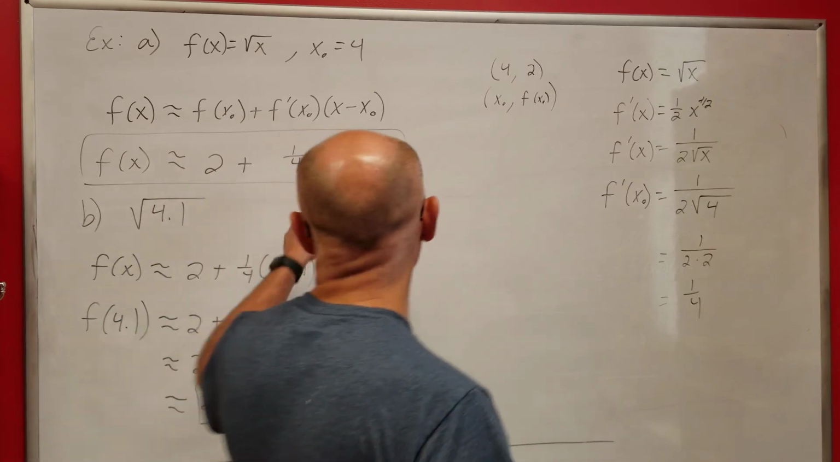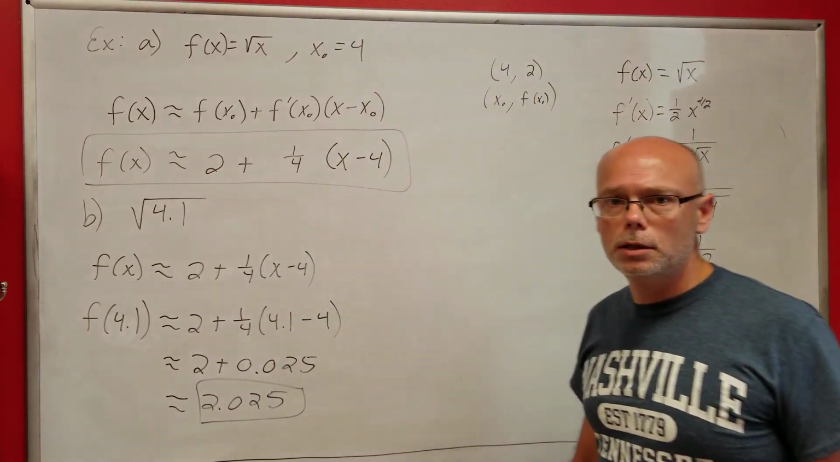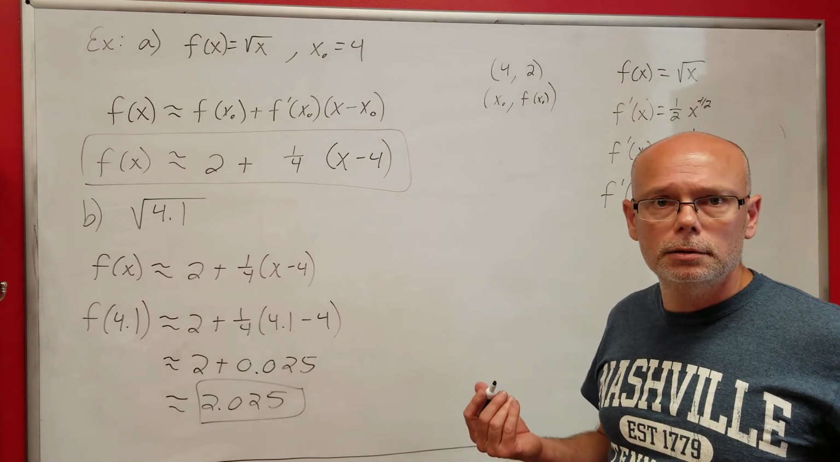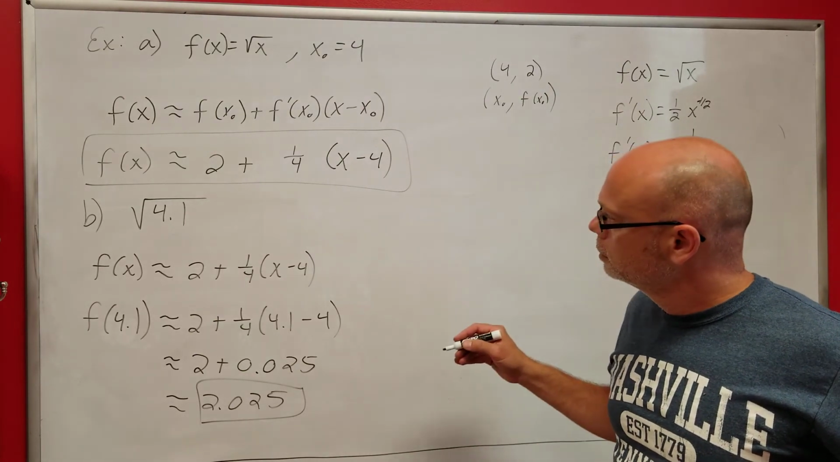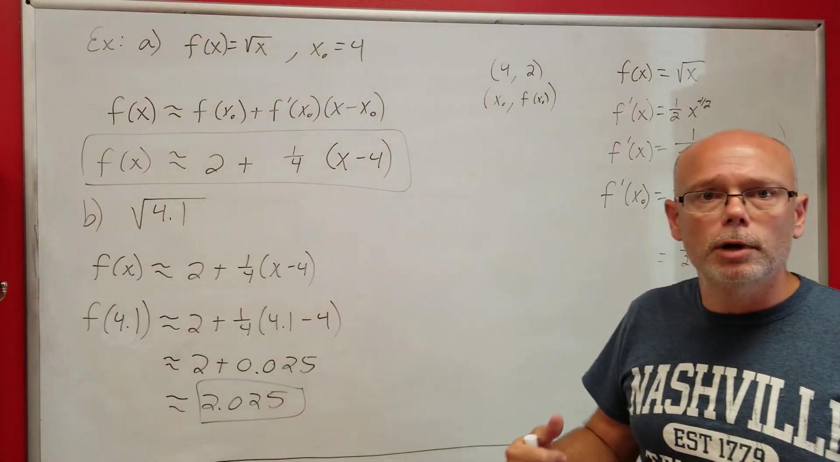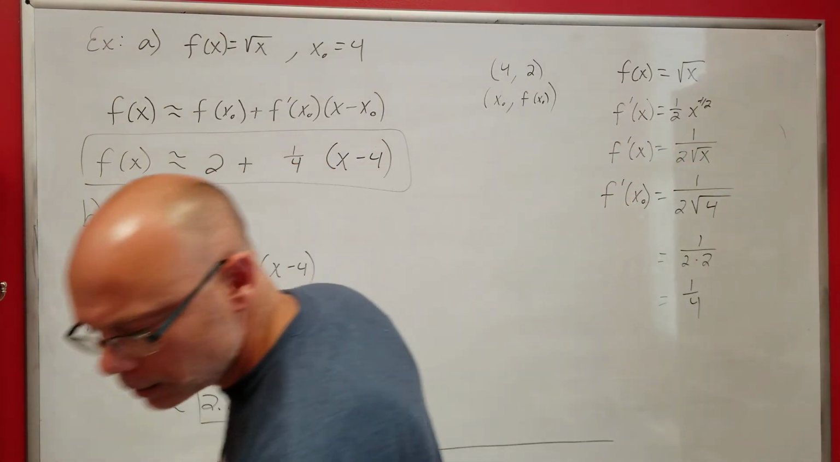Now, do you see how that comes in handy using that approximation? Because how else do you find the square root of 4.1 without a calculator? Well, you would ask yourself, what do I square to get 4.1? And you would probably try a bunch of trial and error.